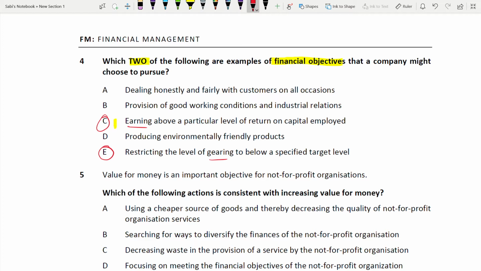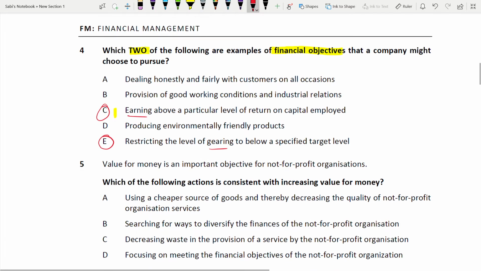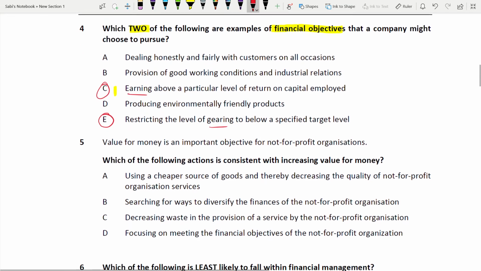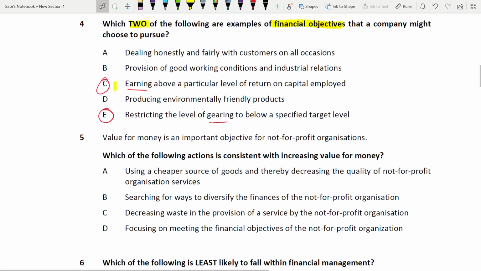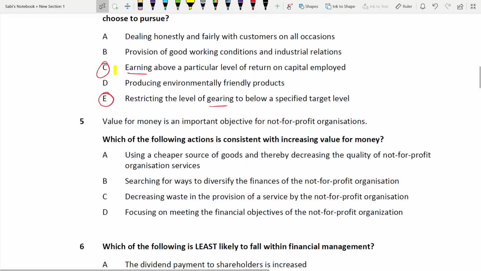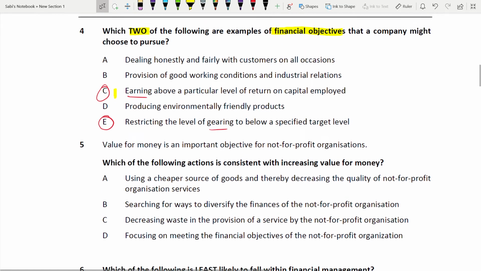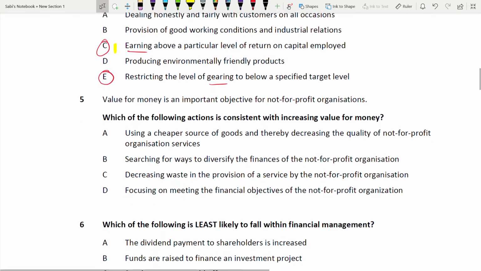So now come to the 5th one. The other objectives, if you see, are non-financial, whereas return on capital employed and gearing are financial.